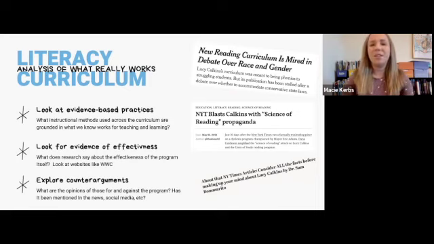A good example of this is the Fountas and Pinnell Classroom system. So this is a brand new program, so they don't have a lot of evidence that really examines the effectiveness of that particular classroom system.